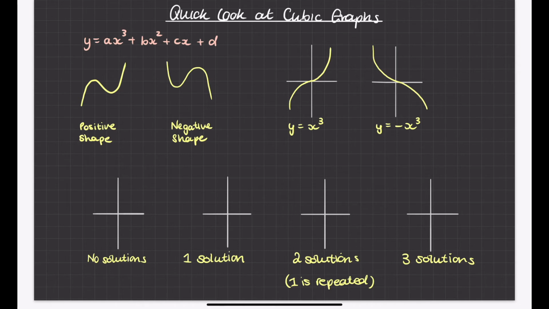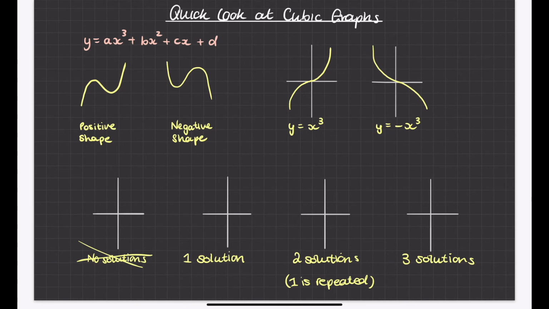Now what you might notice is that if I'm looking at solutions, the solutions are where it crosses the x-axis. That's when y equals 0. Actually it's impossible to have no solutions for a cubic graph, because this shape, however you draw it, is always going to cross the x-axis at some point. So we can't do this. There is no way of having no solutions, but we could have one solution. Let's have a look at what that would look like.